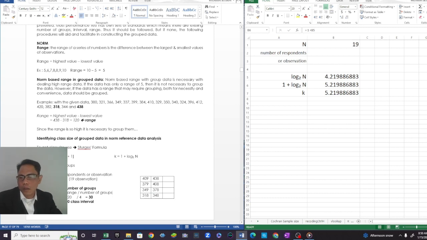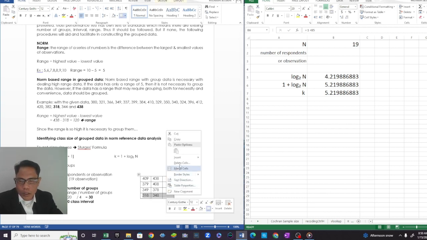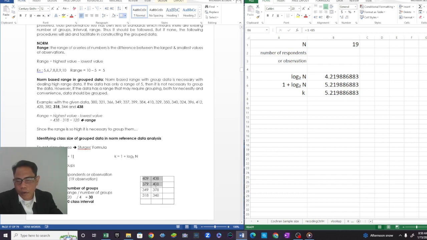This one is wrong. I thought the observation was 10, but we're going to base on this example. So our k is 5.21. So that's the number of groups that we should have. Insert one more table below. We have five. So we have one, two, three, four, five.